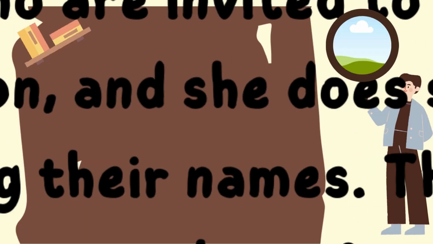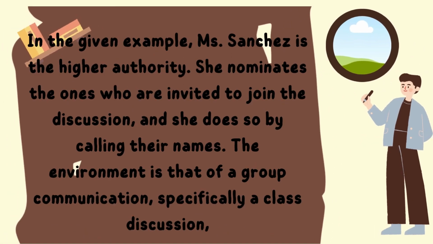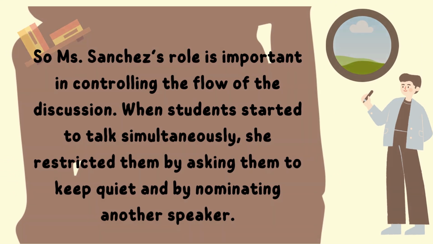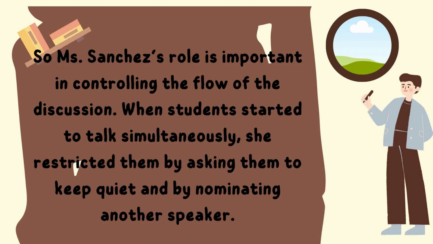So, in this given example, Miss Sanchez is the higher authority. She nominates the ones who are invited to join the discussion, and she does so by calling their names. The environment is that of a group communication, especially a class discussion. So Miss Sanchez's role is important in controlling the flow of the discussion. When the students started to talk simultaneously, she restricted them by asking them to keep quiet and by nominating another speaker.